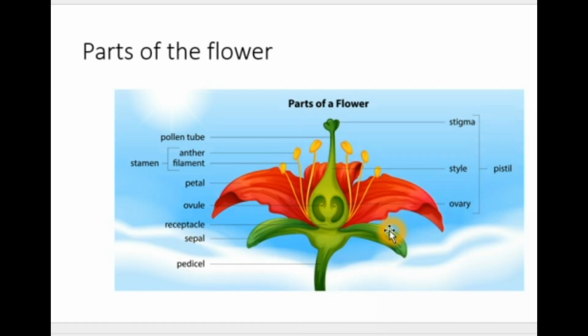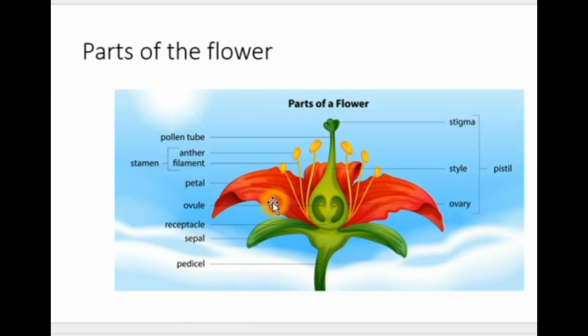This is a typical flower. Typical flower, it means it has 4 whorls. Starting from the bottom to the upper part, the first whorl is calyx. Calyx consists of sepals, which are green leaves surrounding the inner parts of the flower.